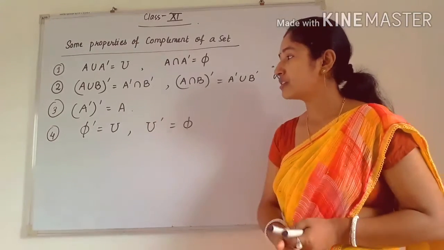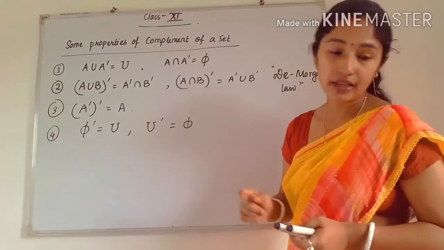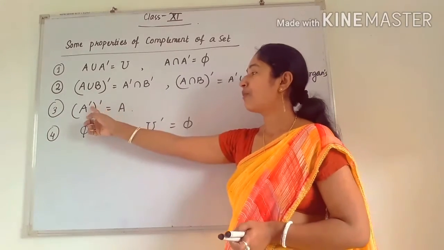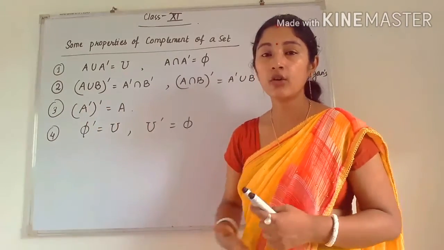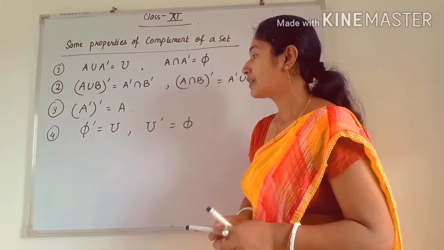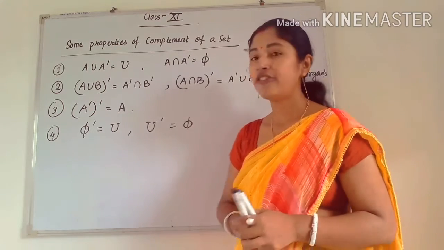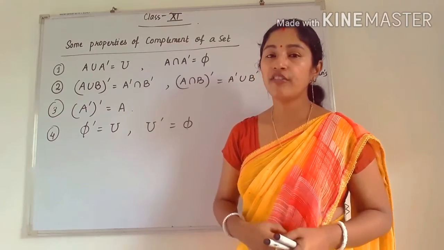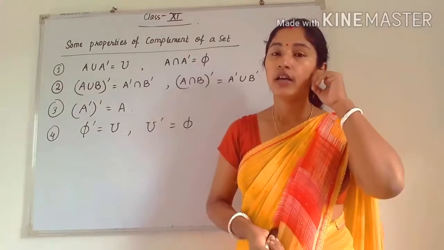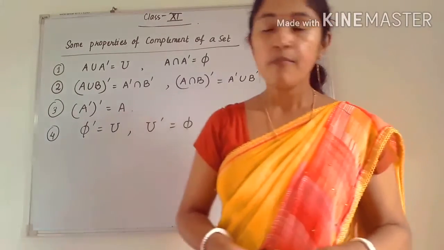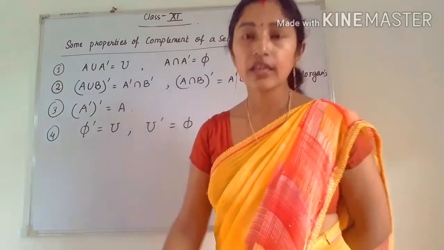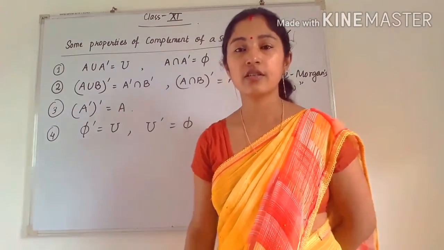Now come to number 3, that is A complement whole complement is equal to A, and this law is called the law of double complement, because we are taking the complement two times. When we take the complement again, we get the same set, that is A. Next is number 4, the complement of phi, that is the empty set, will be the universal set, and the complement of the universal set is the empty set. So this is called the law of empty set, and this is called the law of universal set. Next I will discuss some questions of exercise 1.5.